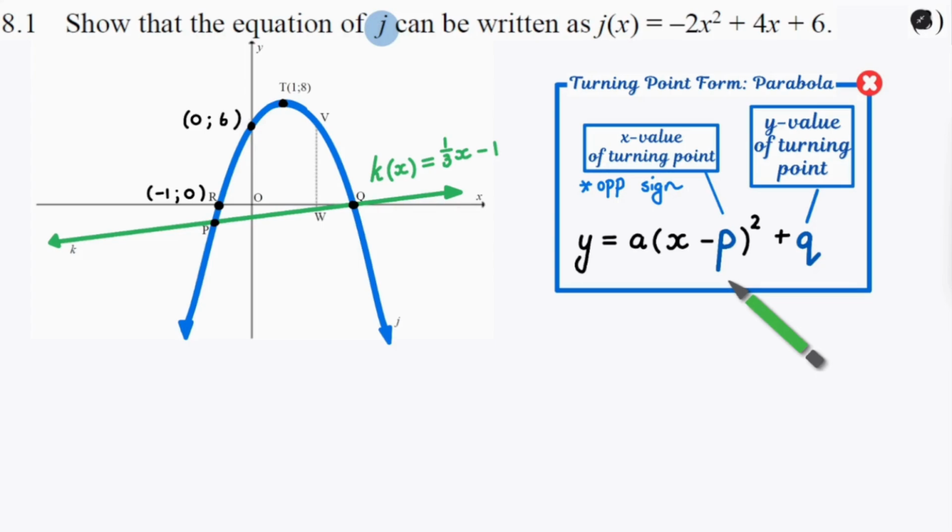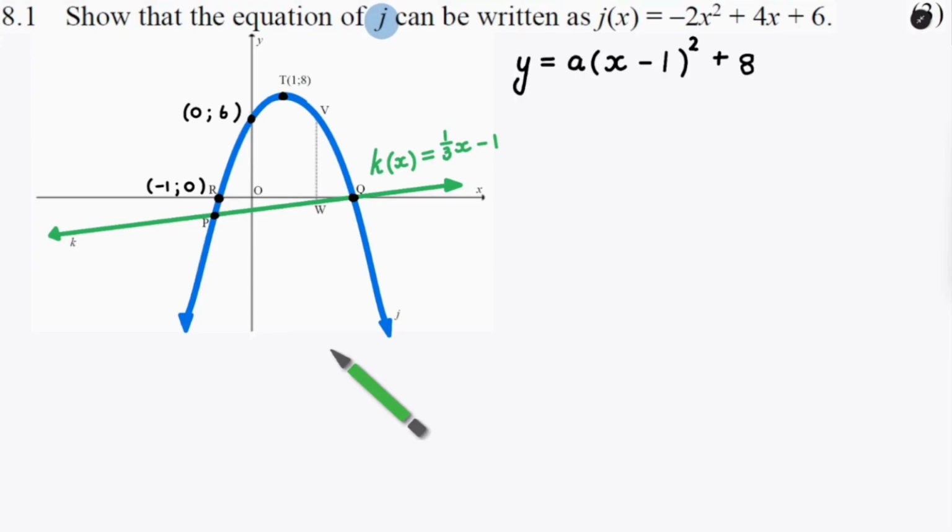And now we're going to fill in our turning point. So the x value of the turning point is 1. So I'm going to change this p to a 1. And then the q value, the y value of the turning point, is 8. So I'm going to change this q to an 8. And then we need to get the a value. And to get the a value, I'm going to sub in a point that's on my graph. So I can choose any point except the turning point because we just put that in.